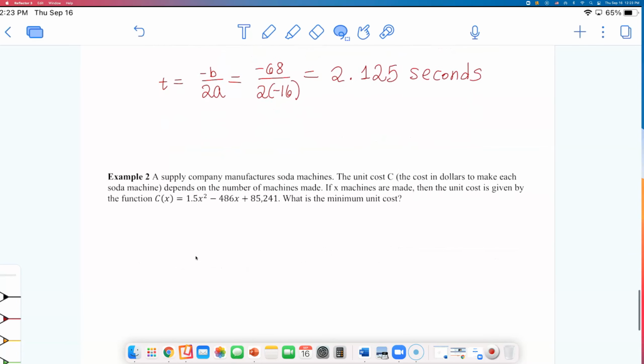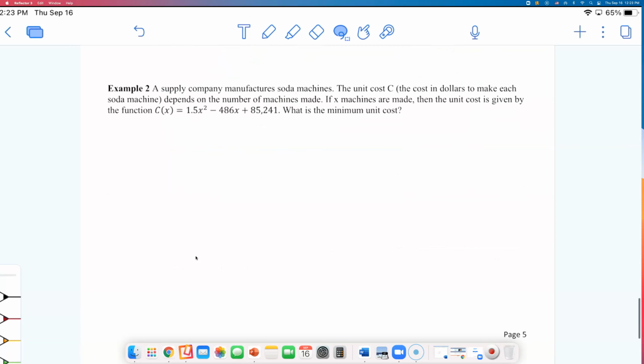So I'll read example 2 and go over this one with you now. A supply company manufactures soda machines. The unit cost C, the cost in dollars to make each soda machine, depends on the number of machines made. If x machines are made, then the unit cost is given by the function. All right, there comes the function, and it's a quadratic function.